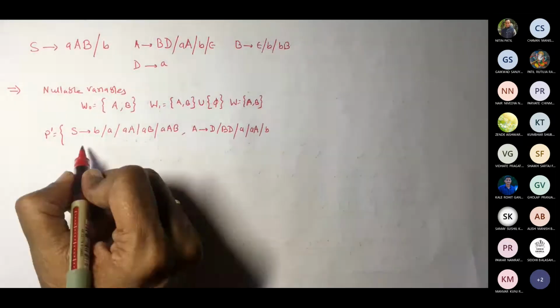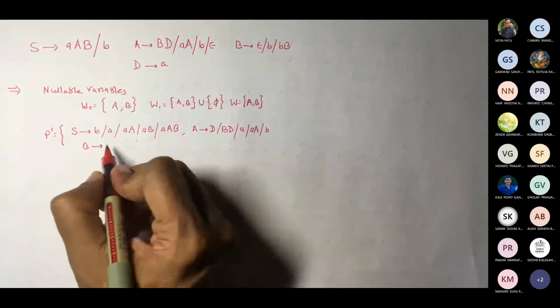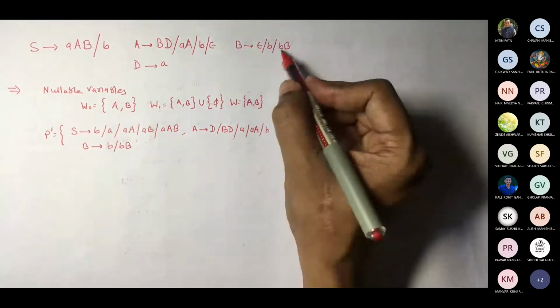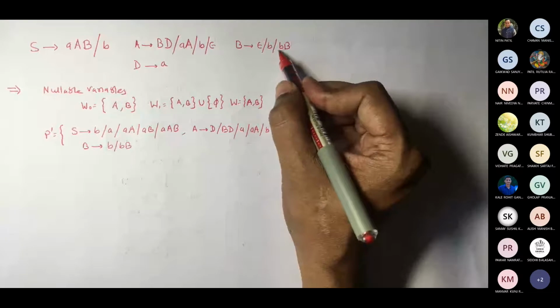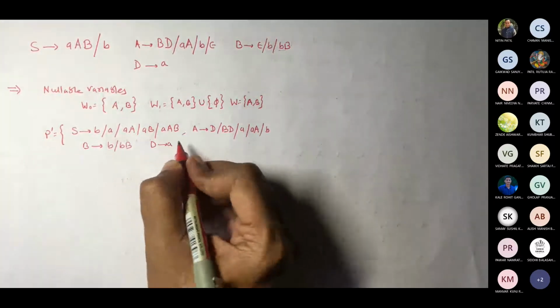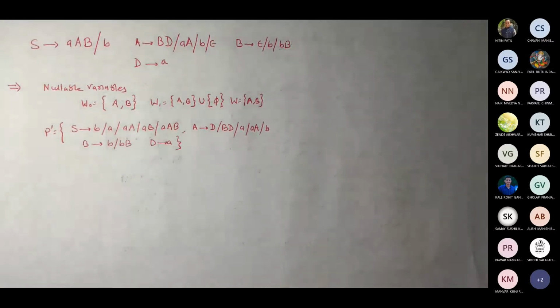Fine. Now let me talk about B productions. B gives B. As B is already there, no need to write it again, because it is a set. And lastly, C gives A. Correct. Now there is only one unit production that can be seen. Can you see one unit production? Which is that? A gives D.